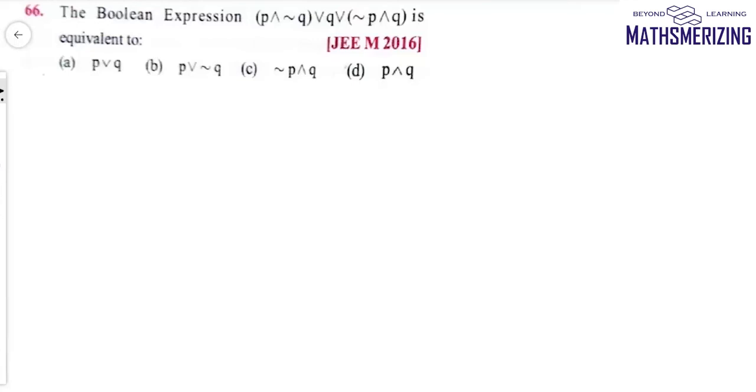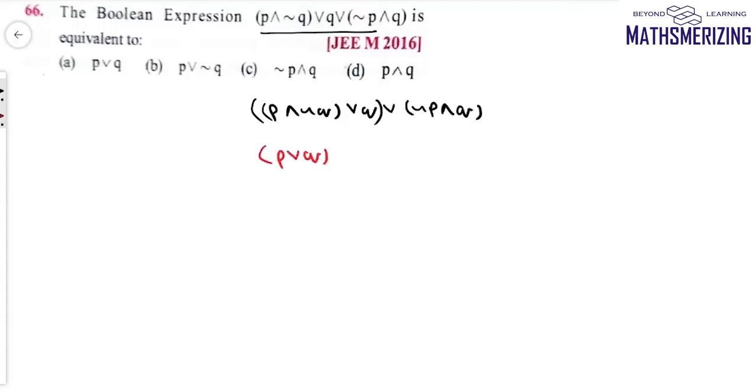Now the question says this Boolean expression is equivalent to which of the following? So we are given that P and not Q or Q or not P and Q. So first we'll simplify this one. So we can write it as P or Q and not Q or Q, or not P and Q. So we have used the distributive law. Now not Q or Q is simply true, and A and true is simply A.